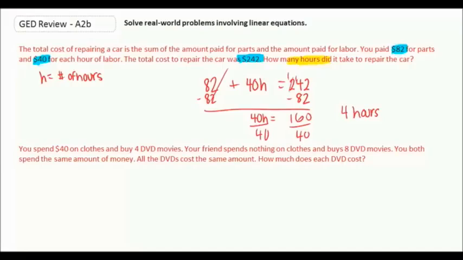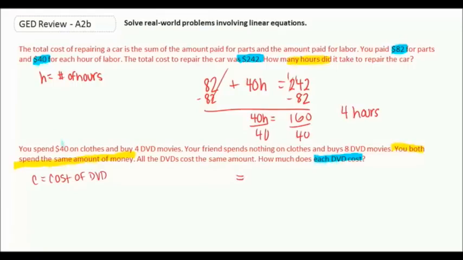Okay, you spend $40 on clothes and buy 4 DVD movies. Your friend spends nothing on clothes and buys 8 DVD movies. You both spend the same amount of money. That's important. All the DVDs cost the same amount. How much does each DVD cost? Okay, so our question asks for the cost of the DVD. So we can say C equals cost of DVD. Remember, you can use whatever variable you'd like. So in this scenario, we have one friend buying something and the other friend buying something, and those two friends spent an equal amount of money.